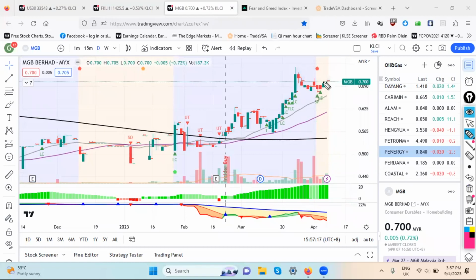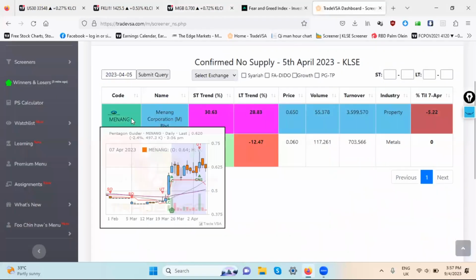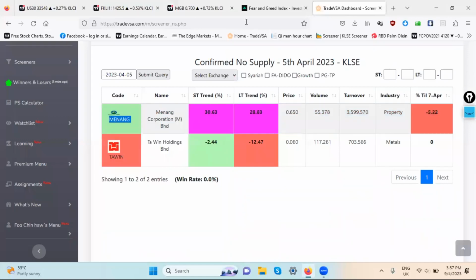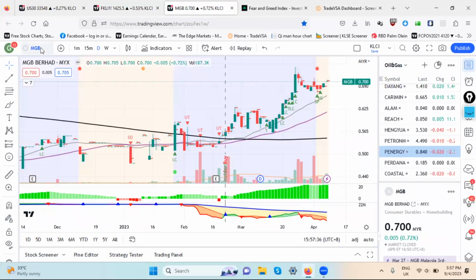This one, the volume here looks good. That means someone is supporting to buy here. There might be some news coming in. We need to continue to observe whether the volume is coming in or not. So this is the Menang also, I think it is not really a good one here.